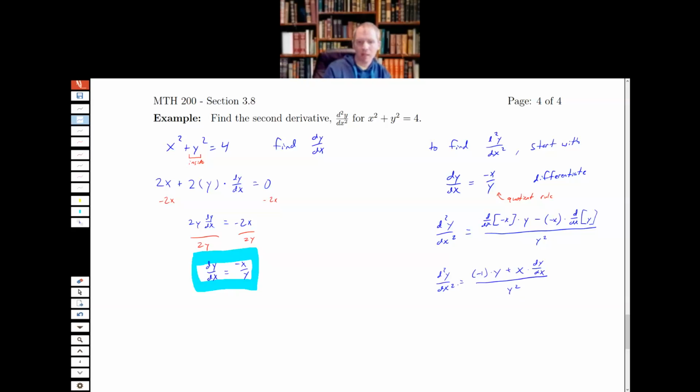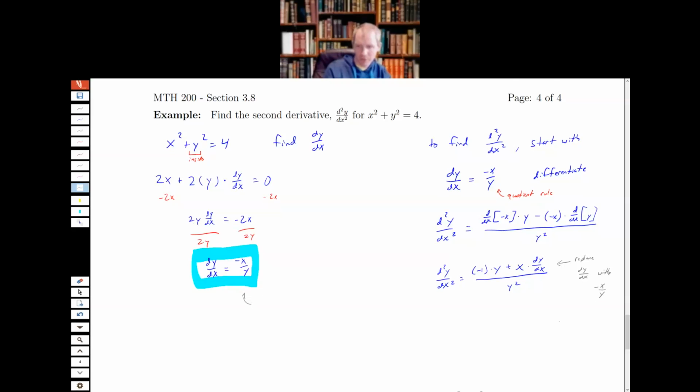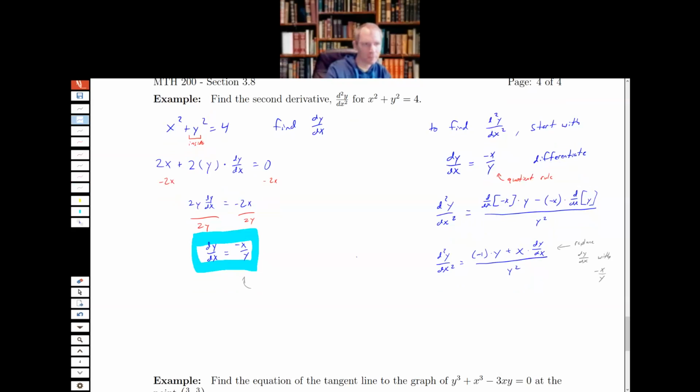Okay, so now I have the second derivative, but I don't just have two variables. I don't just have an x and y. I have kind of three. I also have this dy dx in there. Having x and y makes sense, but having the dy dx in here seems a little unnecessary. But I have a formula for it, right? I know that dy dx is equal to -x over y. So we can replace dy dx with its formula, which for this problem is -x over y.